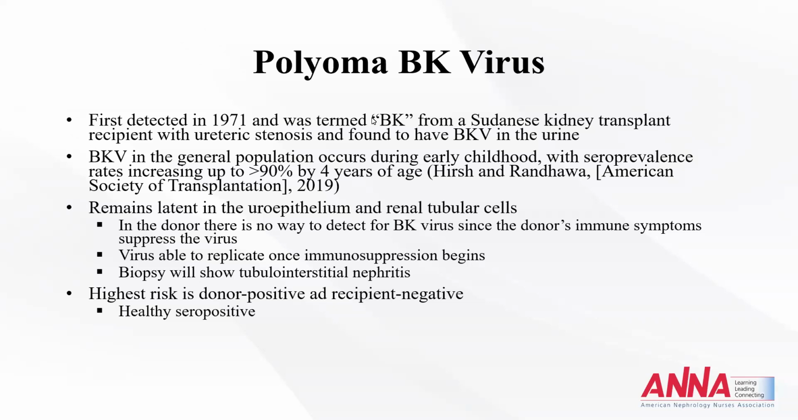It was first detected in 1971, and it was termed BK from a Sudanese kidney transplant recipient with ureteric stenosis who was found to have BKV in the urine. So they found it way back in 1971. The BK is just the initials from the patient that was first diagnosed with BKV in the urine with ureteric stenosis. In the general population, it occurs during early childhood with seroprevalence rates up to about 90%, so very common in the population by age 4. And there's the article from the AST 2019 that gives us that data.